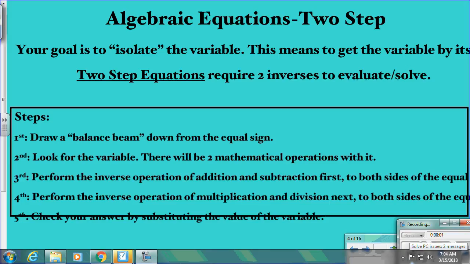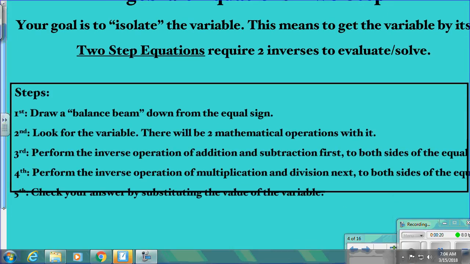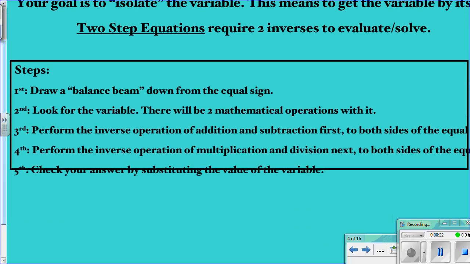Today we're going to learn how to evaluate algebraic equations with two steps. The goal is still to isolate the variable. Remember, that's getting the variable by itself. And each of these will require two inverses to evaluate or solve. We have our steps. It should look very similar to what we've been doing.